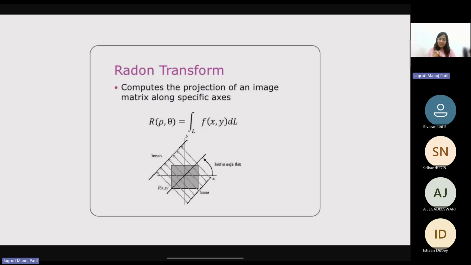Both X-ray and CT are based on X-ray principles, and this principle is also a line integral, which will compute the projection of our attenuation coefficient matrices along a specific axis that you're defining. In this case, rho is the distance from the origin to a point that we are looking at, and theta is the angle between the source and the line of this projection axis. Whenever you do the Radon transform, if you have multiple angles, those angles would be mapped as a combination, like a Fourier series.